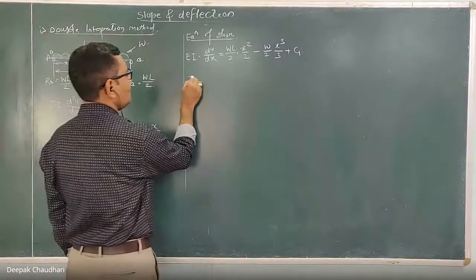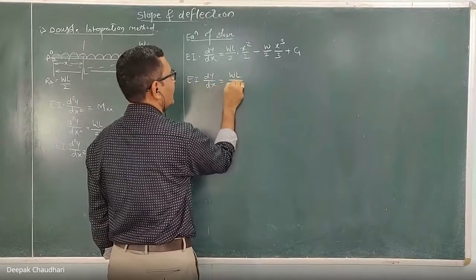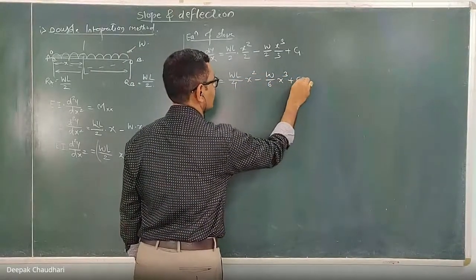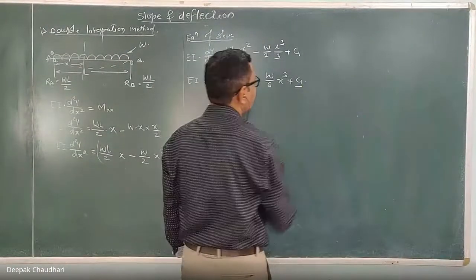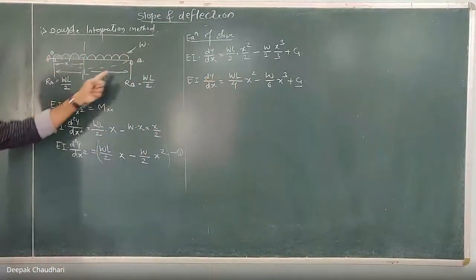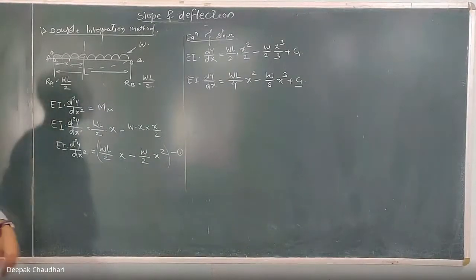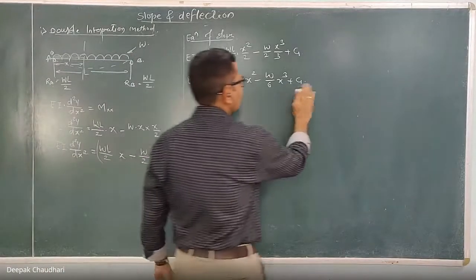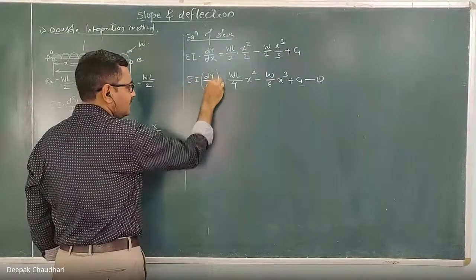So it is EI into dy by dx is equal to WL by 4 x square minus W upon 6 x cube plus C1. If I can calculate this constant of integration C1, I can get the general equation of the slope. This is the general equation of the slope for this curve. For calculation of that C1, we are going to use the boundary conditions. How to write down those boundary conditions I will tell you later. But let's consider this as equation number 2. So this gives you the equation of the slope.